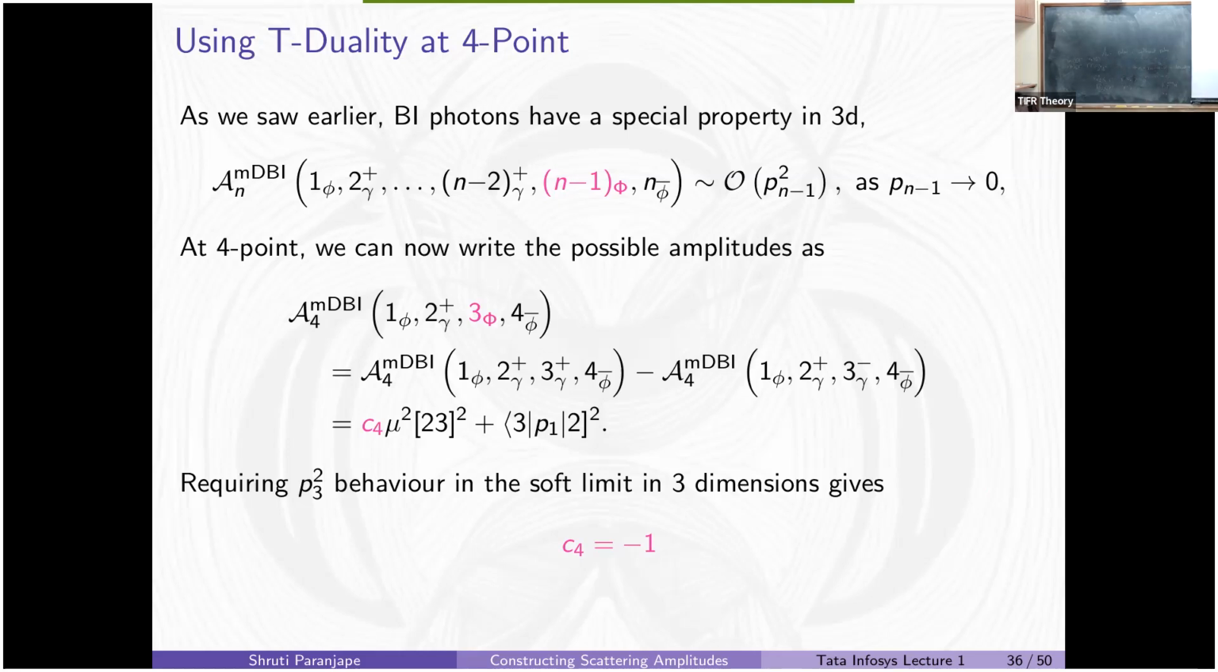So what property can I place on these two that now fixes the value of C4? And the property we choose goes back to our brane construction, where we saw that we had these two scalars, that if you went to 3 dimensions, your Born-Infeld amplitude looked like you had these two scalars. And if you look at the action that those scalars have, they have this very special softness, which is that they vanish at order p squared when I take p to 0. So basically here, if I take 1 to 0, then this would have been p1 squared.